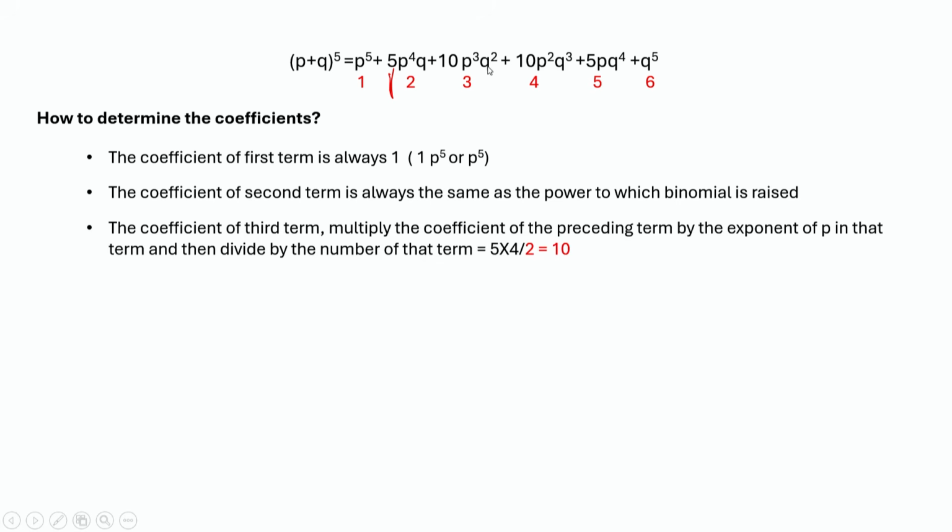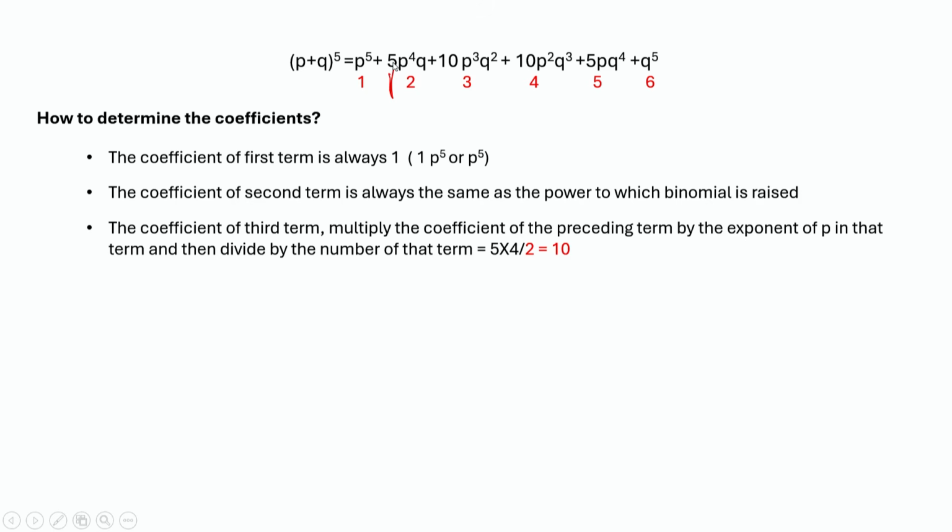Now, come to the little complicated part. How come we are getting this number 10? So what we are doing here is multiplying. To get the coefficient for term 3, what we are doing is looking at term 2. So when we are looking at term 2, what we are doing is multiplying 5 with 4.